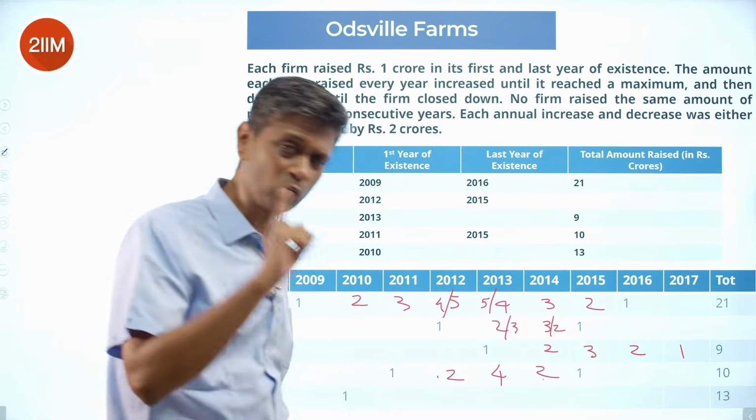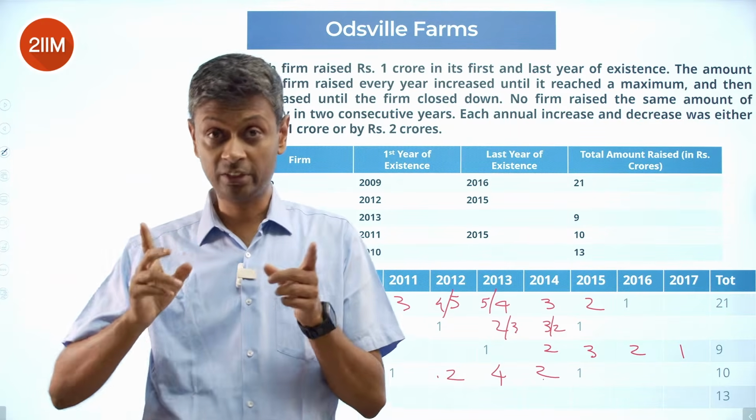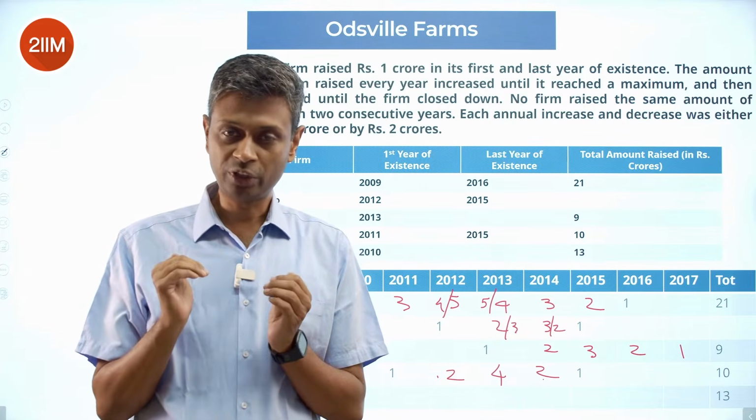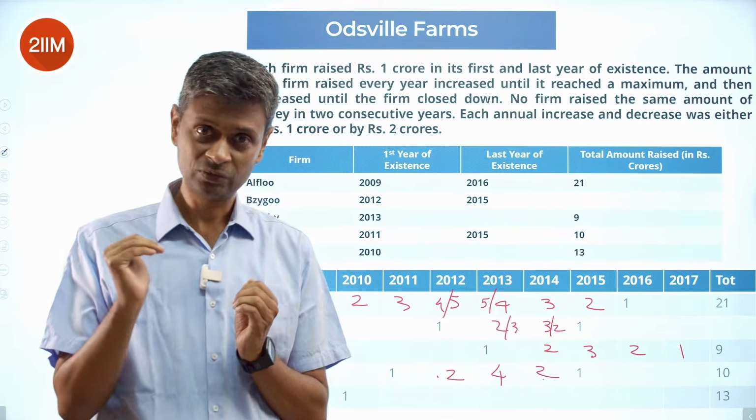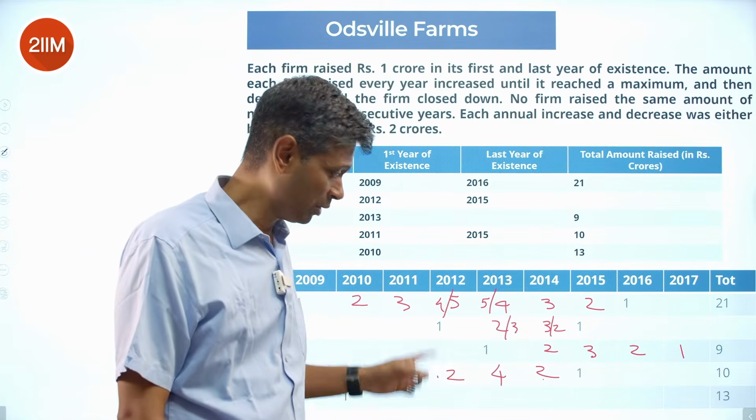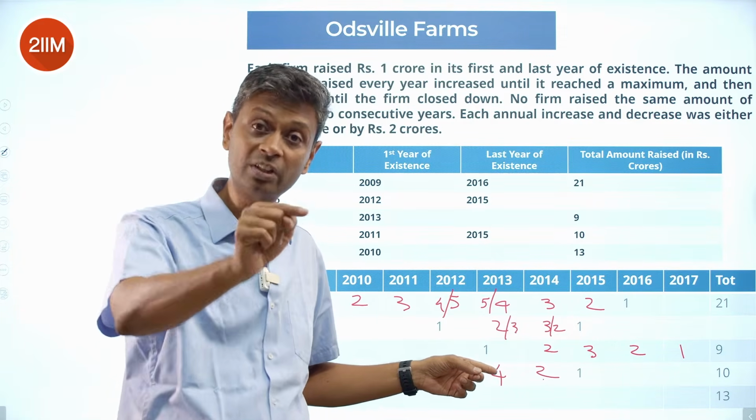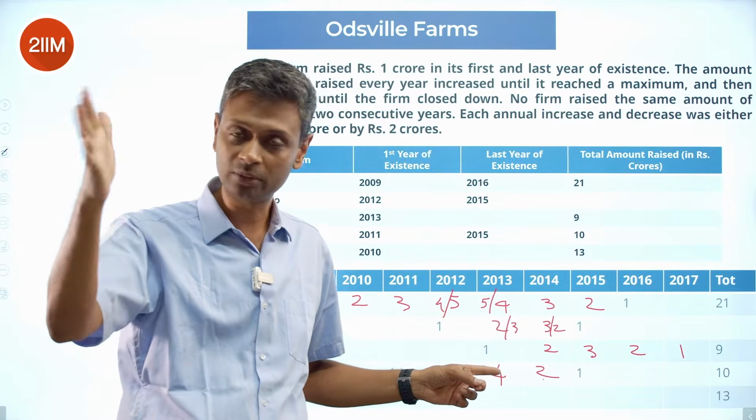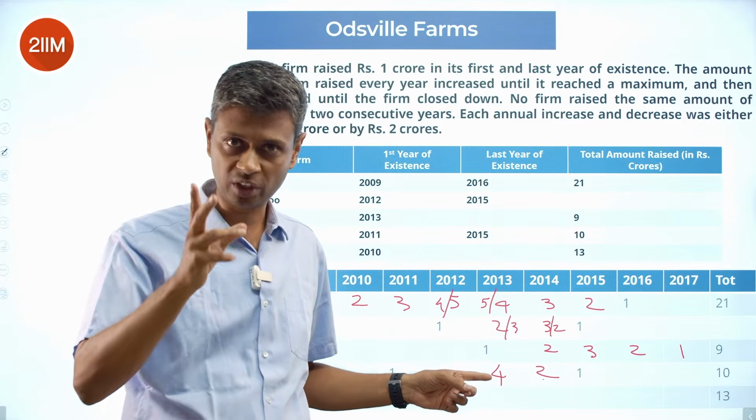And this is the only possibility for 10. The minimum possible is 9, 1, 2, 3, 2, 1. For 10, we have to go 1 higher. If I change this by 1, this should also change by 1 because I'm further increasing. I cannot have 1, 3, 3, 2, 1. That's not possible. No 2 consecutive years are the same.